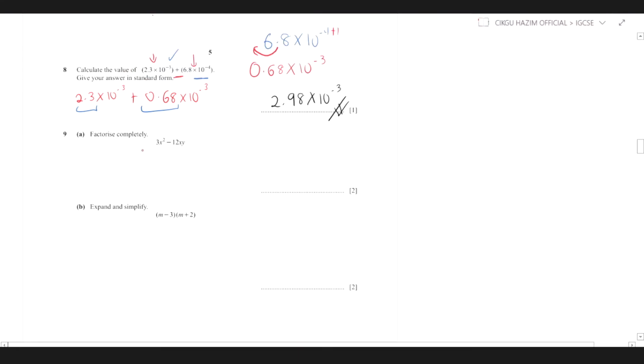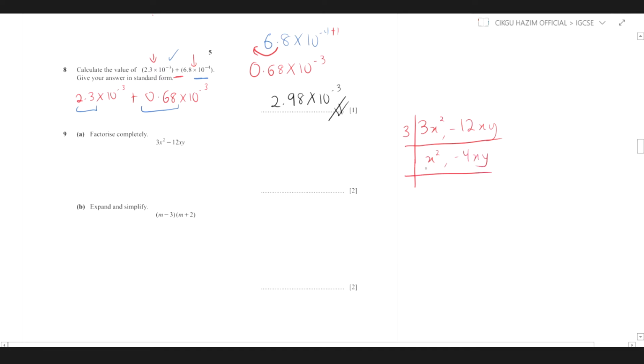What does it mean by factorize? Factorize means we need to put something in a bracket. The way we do this factorization, we could do it like an HCF, which is highest common factor. As you can see, 3x squared and negative 12xy. For both values here, we can do it slowly. 3 and negative 12 can both be divided by 3. So 3 divided by 3 is 1x squared, and negative 12 divided by 3 would be negative 4xy.